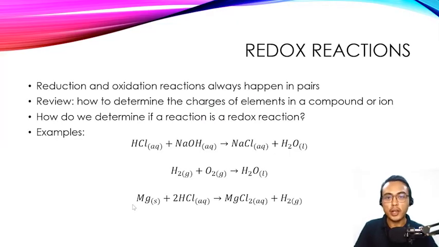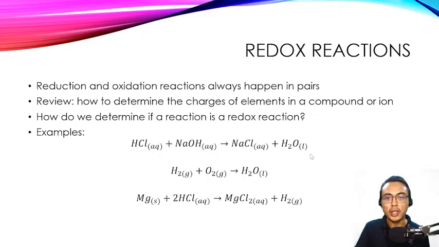Reduction and oxidation reactions always happen in pairs, as I have mentioned earlier. And we have to review how to determine the charges of elements in a compound or ion because these are very important in redox reactions, particularly in the balancing of redox reactions. Okay, let's have this first example. HCl plus NaOH yields NaCl plus H2O.